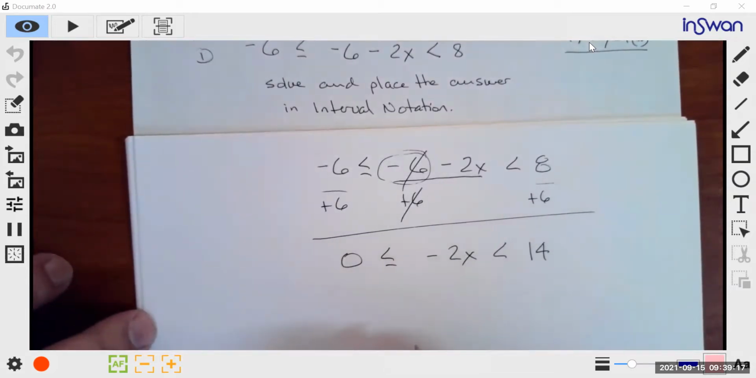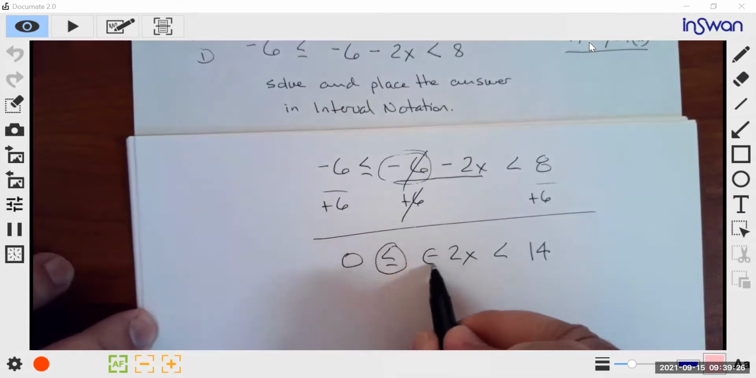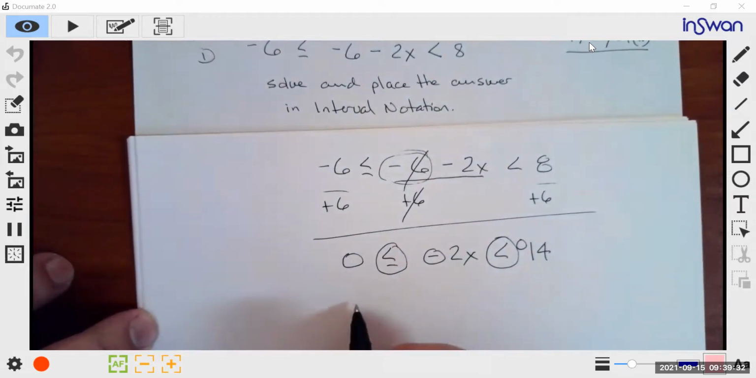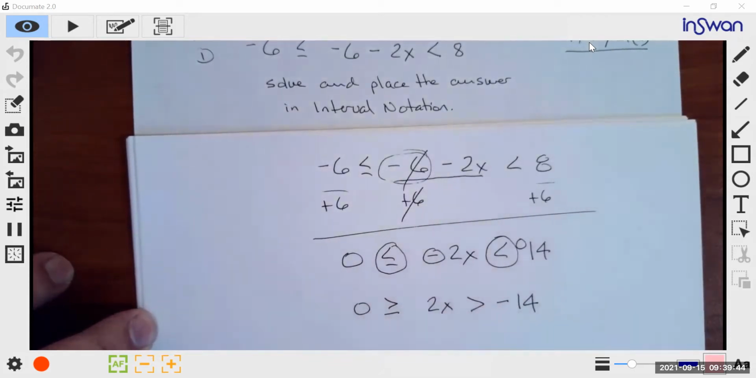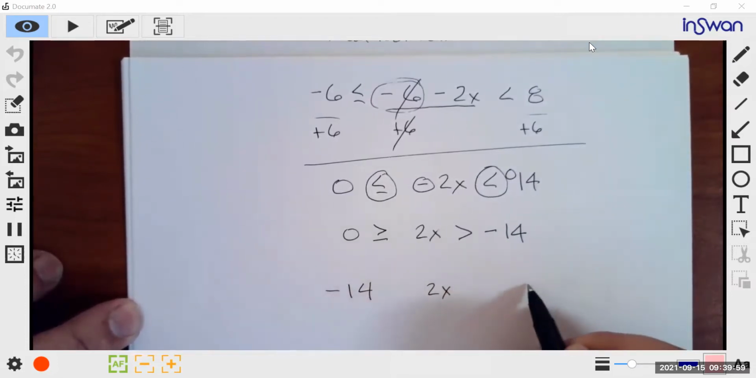Okay, now we have -2x. Because it has a negative in front of it, we change the signs and everything across the board. Change that direction, change that sign, change that direction, change that sign. So 0 is greater than or equal to positive 2x greater than -14. So far, so good? Now it's backwards because the negative's to the right. So let's flip it over. So we can put the -14 over here. The 2x stays in the middle, and the 0 goes over here.